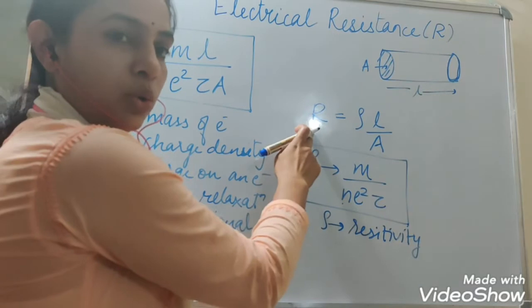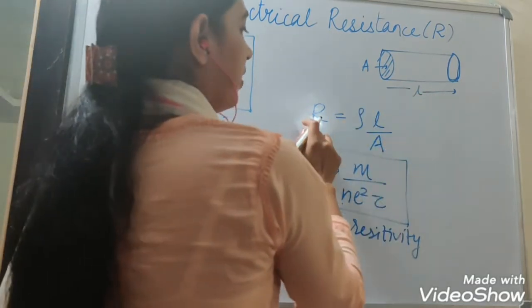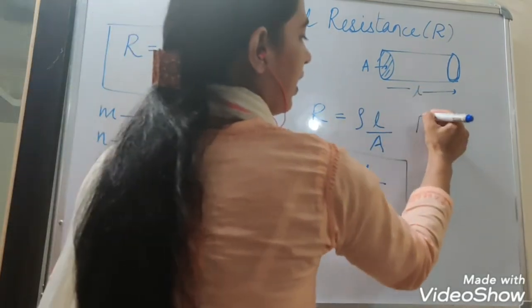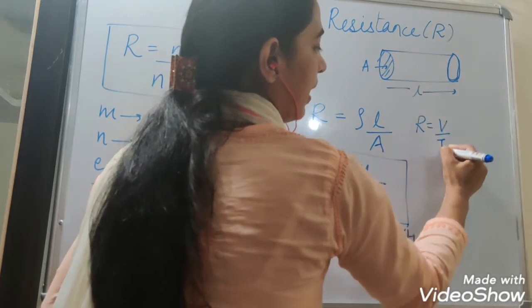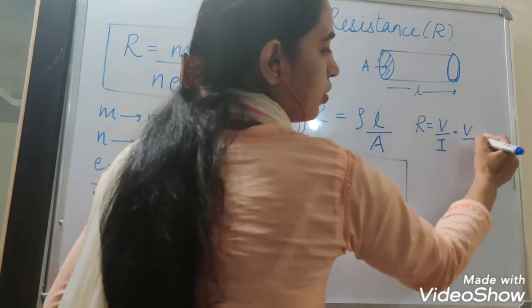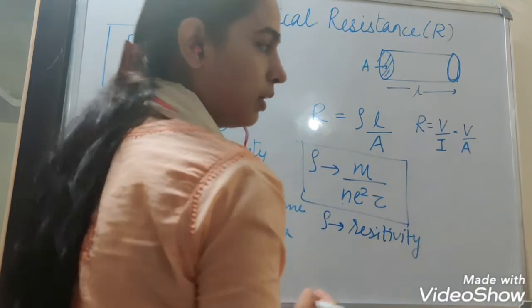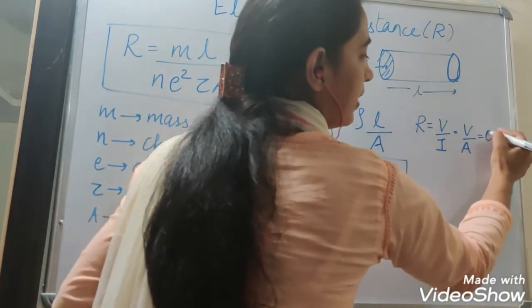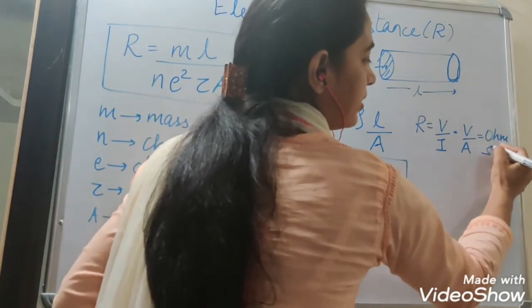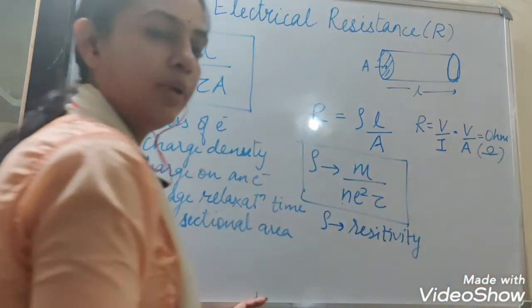What about the SI unit of resistance? We can write R is equal to V by I. So that is volt per ampere, and volt per ampere is called ohm, and it is denoted by this symbol, ohm.